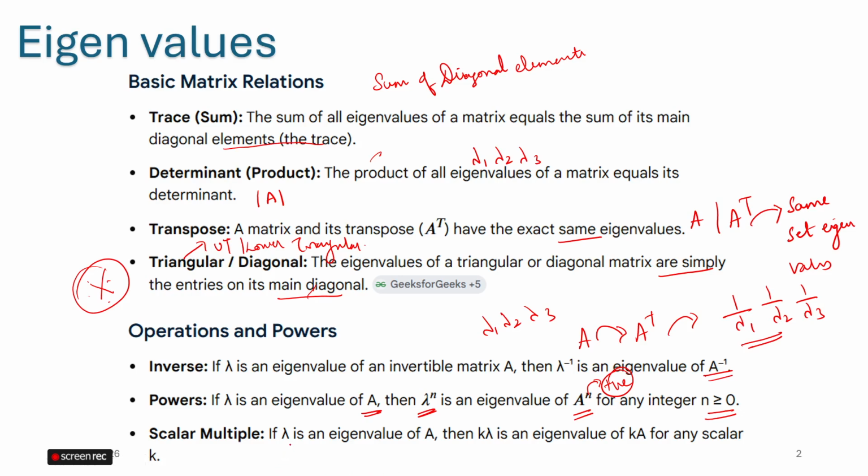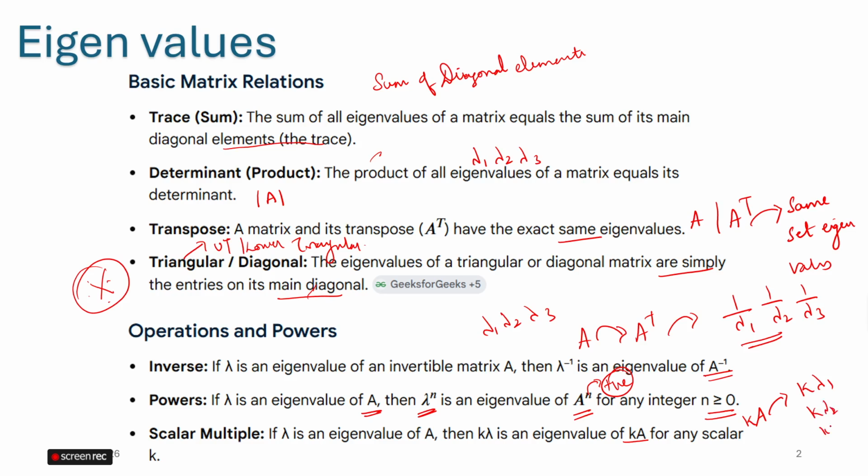Then we have scalar multiples. If lambda is an eigenvalue of A, then k lambda is an eigenvalue of kA for any scalar k. So if you have a matrix A and you multiply it with k, any number, then the eigenvalues are multiplied with the same value. So say k lambda 1, k lambda 2 and k lambda 3.